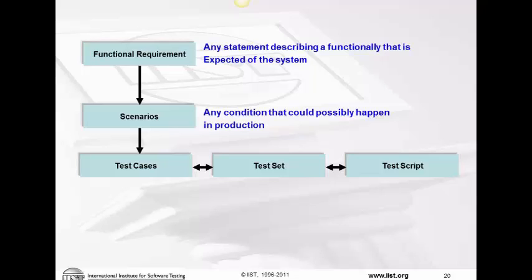For example, the scenario we were talking about in the decision table, when I said a person is a gold, or a person who's not a gold or silver or platinum and is in the waiting list, and there is a first-class seat available, this whole thing that I just described is a scenario. Why? Because it is a condition or a situation that could possibly happen in production.